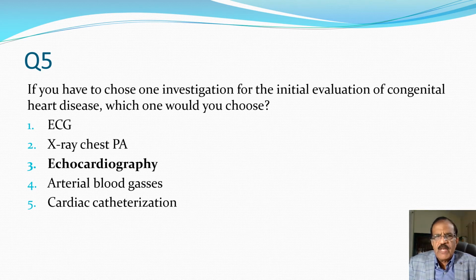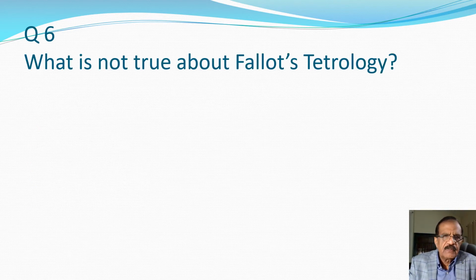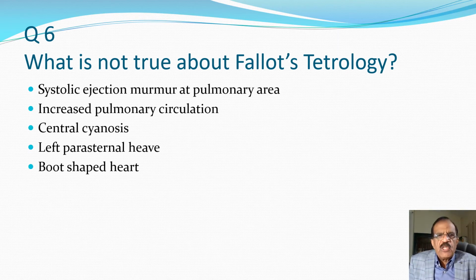Now let's move on to the next quiz. What is not true about Fallot's tetralogy? So this is not true about Fallot's tetralogy. That means what is false? Systolic ejection murmur at pulmonary area, increased pulmonary circulation, central cyanosis, left parasternal heave, and boot-shaped heart. All are true except one. Which one is that? 15 seconds to answer.